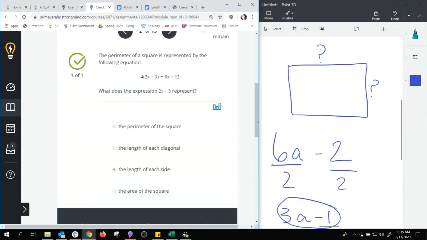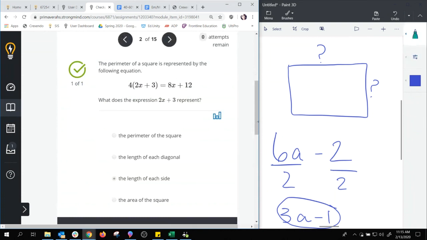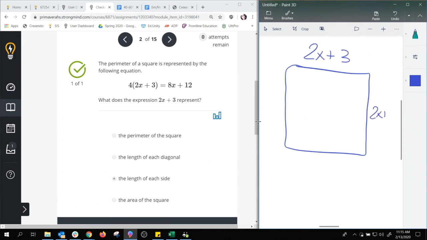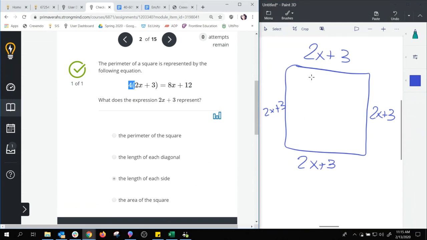Perfect. Second one. The perimeter of a square is represented by the following equation, and we want to know what the 2x plus 3 represents. So if I have a square, a square has 4 equal sides, and each one of these sides has this 2x plus 3 on it. The reason our equation has this 4 on the outside is because there are 4 of the same sides that make up my square. So this 2x plus 3 in the middle would represent the length of each of the sides. Square, I said square.